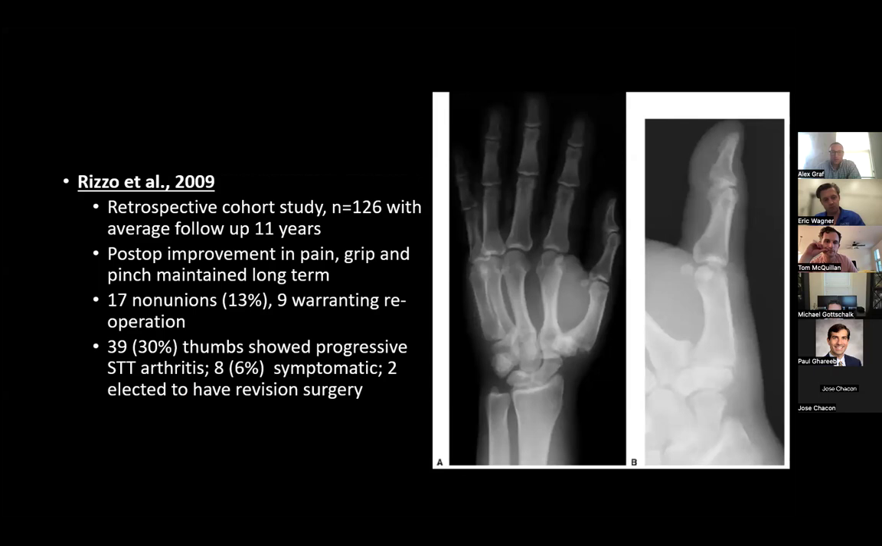This is Dr. Rizzo's study, which is now 15 years old, and he found that there were 13% non-union rate, 9 reoperations, and 30% showed progressive arthritis radiographically, but a very small percent were symptomatic. So one of the themes in CMC and why it's controversial is we don't really have good metrics that matter, right? You can't look at subsidence because, as I'll show you, subsidence is incredibly common and oftentimes asymptomatic.